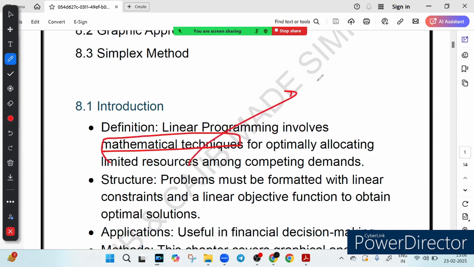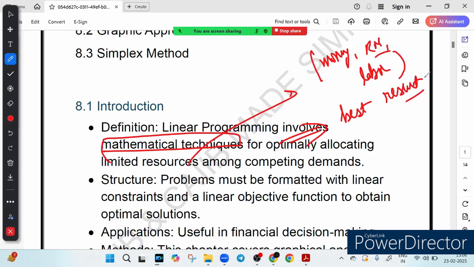Limited resources, for example, are money, raw material and labor. So basically LP, linear programming, is the best way to allocate limited resources like money, raw material and labor to get the best result. This is what LP is all about: allocating limited resources to get the best possible result. And what can the best result be? The best result can be profit, cost saving, or time efficiency.